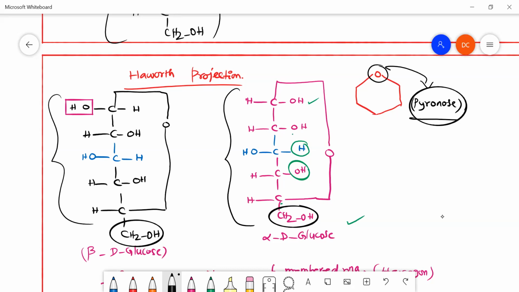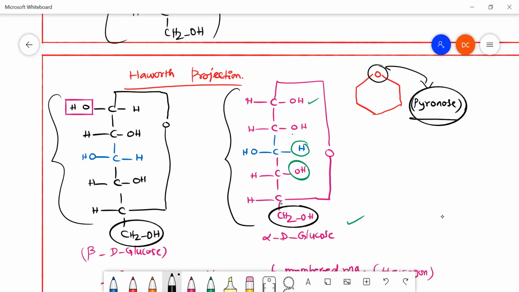Initially, when glucose was proposed as a straight chain structure, we had only 4 chiral carbons. But here the sp2 hybridized first carbon, the aldehyde group, can be converted into the hemiacetal form. Then it contains 5 chiral carbons.